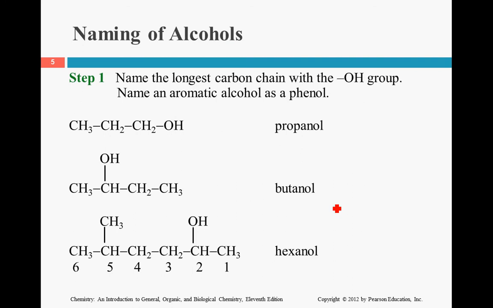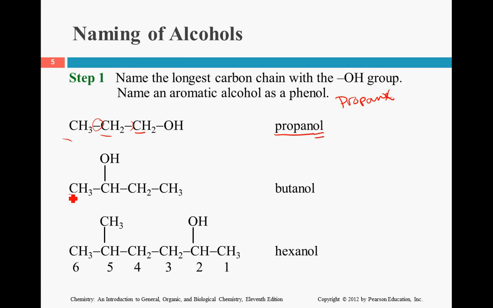So when we're naming, first of all, figure out how many are in our longest chain. 1, 2, 3. That's where we get propane from, or prop. A and E comes from the single bonds. So for this one, it started off as propane. We took off the E and we put on the OL instead.